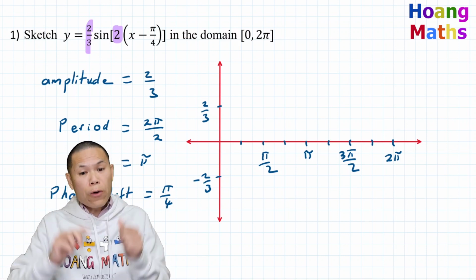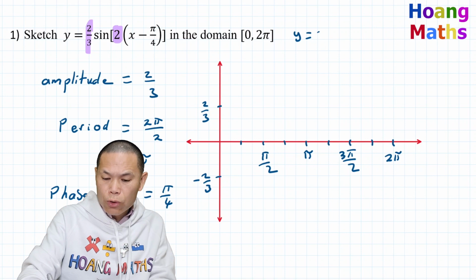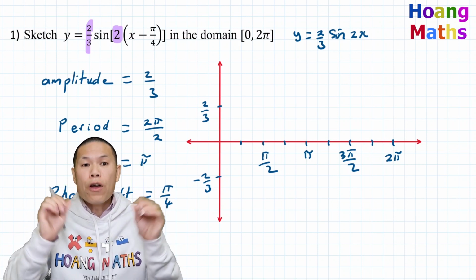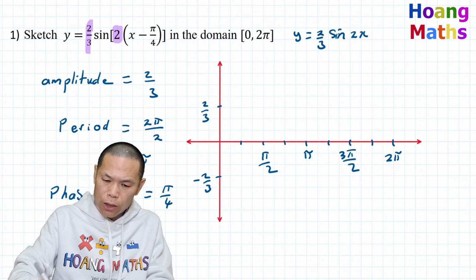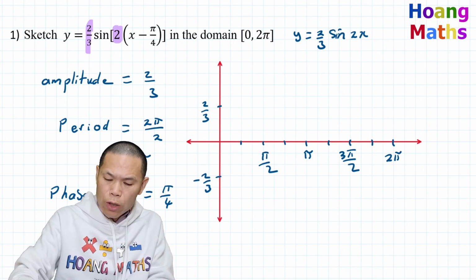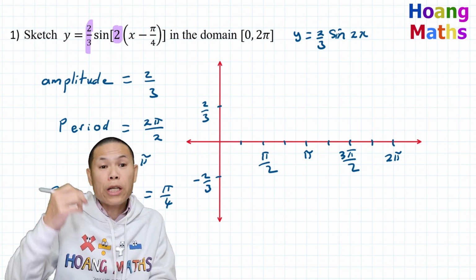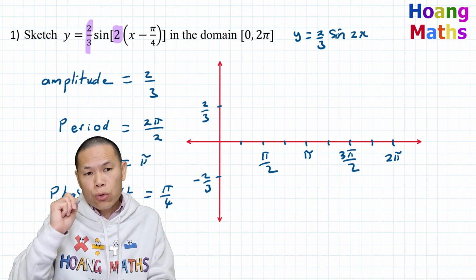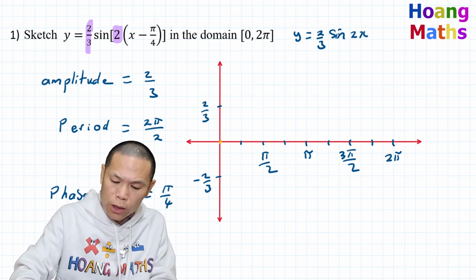So what I do now is I just do a quick sketch. y equals 2 over 3 sine of 2x first, okay? And then we move pi over 4 units to the right. So keep that in mind for me, okay? So I just quickly draw this. We know that sine starts with 0, okay? Otherwise, you can just put in your calculator 2 over 3 sine of 0, because 2 times 0 is 0, and you should get a 0.